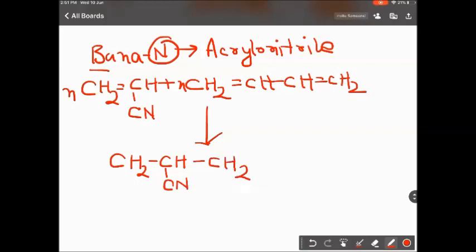a polymer. As discussed in the previous case, now what is going to happen? This double bond will be shifted, a pi bond will make a sigma bond at this position, this double bond will shift here, this pi bond will shift here, and form a sigma bond with the next compound. So we have CH2CN, CH2, then again CH. Now there is a double bond at this position, CH, CH2, and N times. So here Na means sodium.